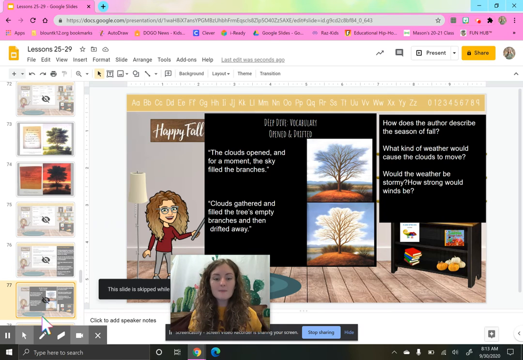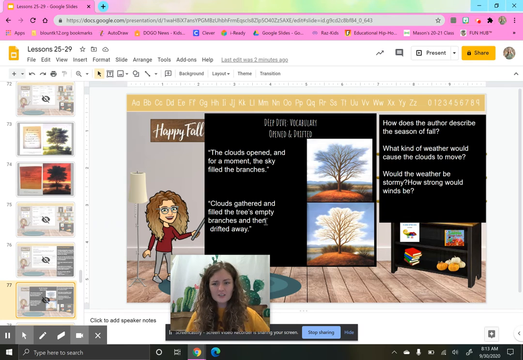So we are talking about the words open and drifted. So the first thing I'm going to do is I am going to read some sentences from the book, and these are the illustrations that go with them. It says, the clouds opened, and for a moment, the sky filled the branches. Clouds gathered and filled the trees' empty branches and then drifted away. So the words that we are looking at are opened and drifted.